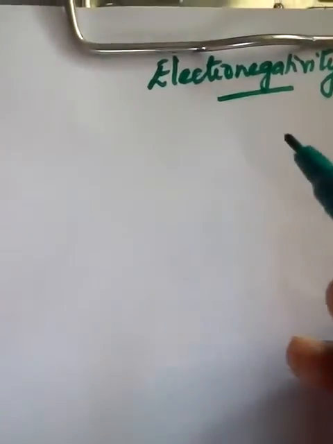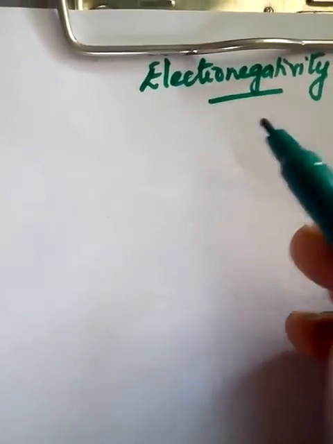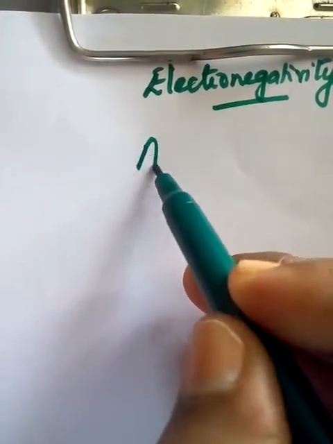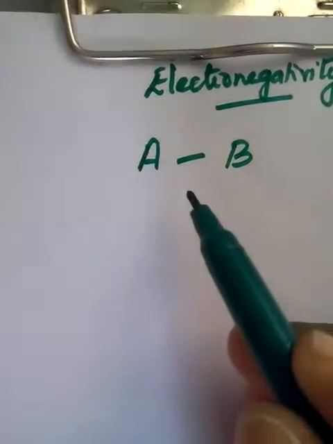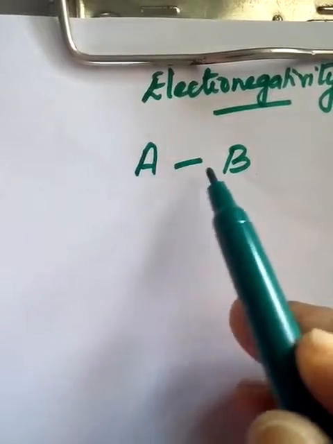Let's learn the other property, electronegativity. First, let me define what electronegativity is. Electronegativity is defined as the relative tendency of an atom in a molecule to attract the shared pair of electrons towards itself. I have written A and B, these are the two atoms.